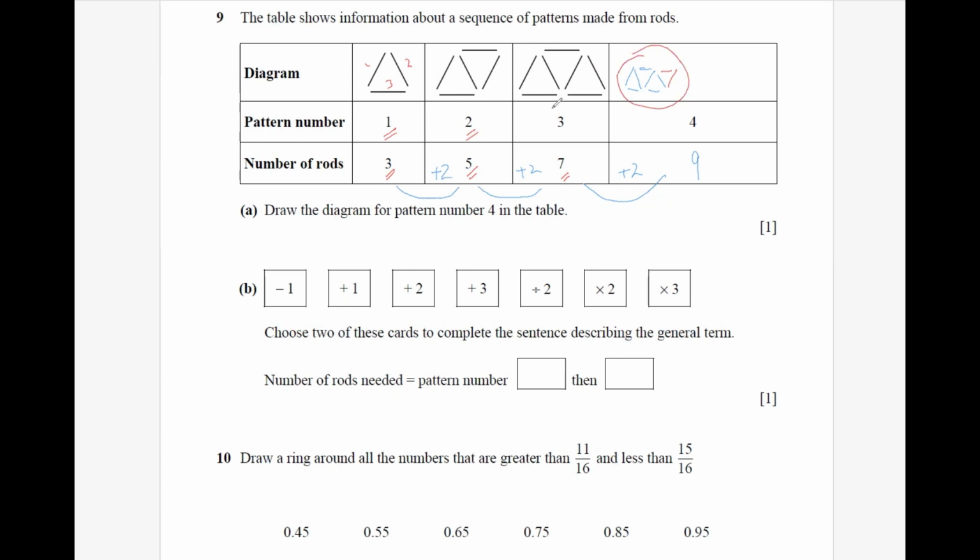And then part B: -1, +1, +2, +3, divided by 2, multiplied by 2 and multiplied by 3. Choose 2 of these cards to complete the sentence describing the general term. Okay, we need number of rods, then +3. For the number of rods needed, you need to see the number pattern.